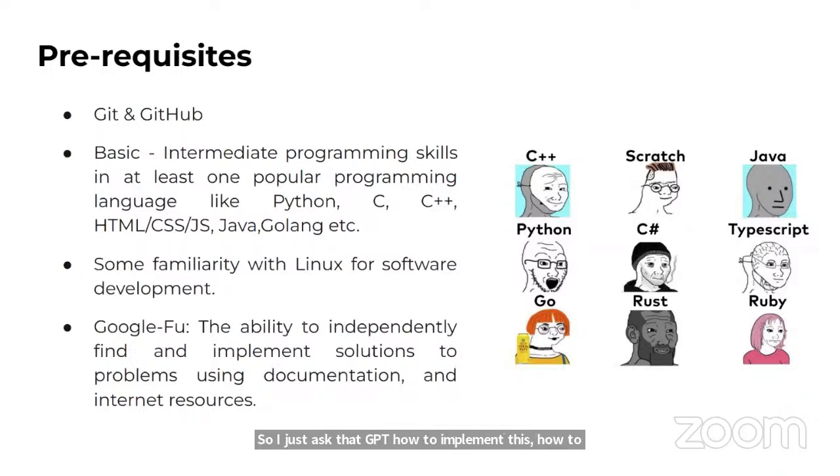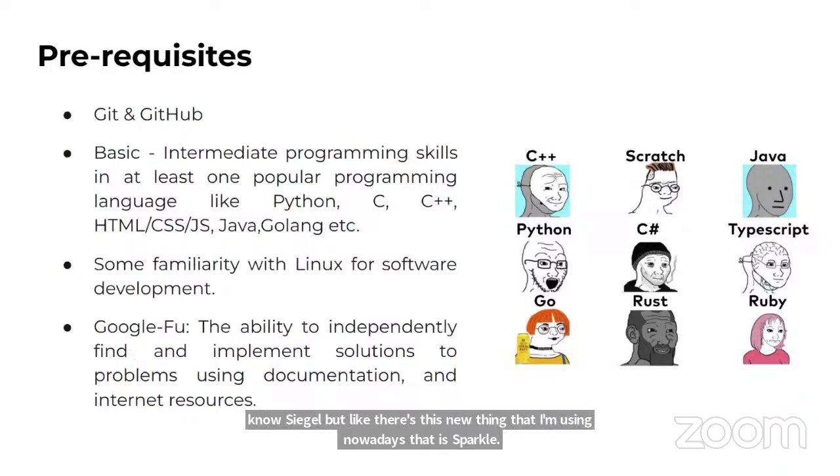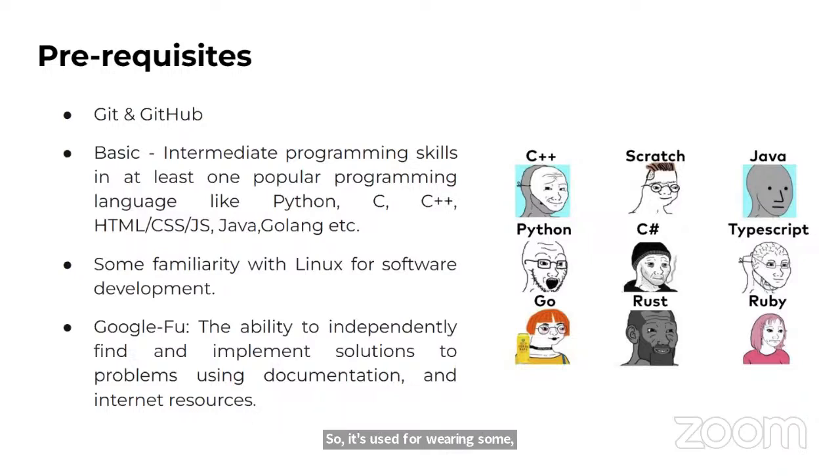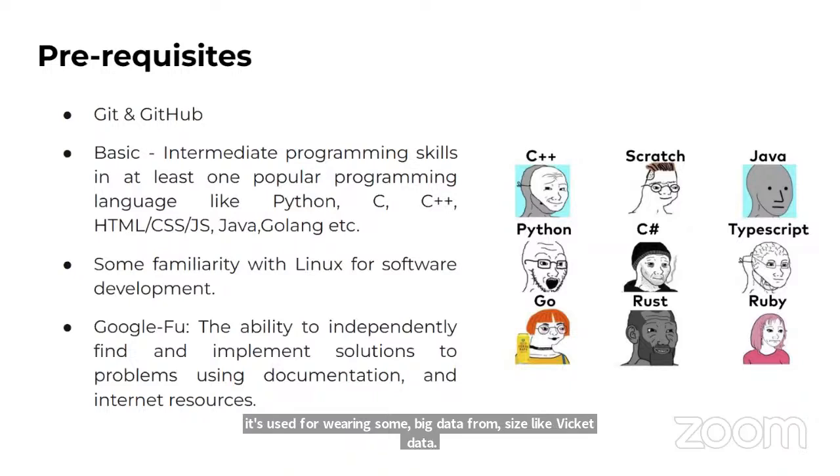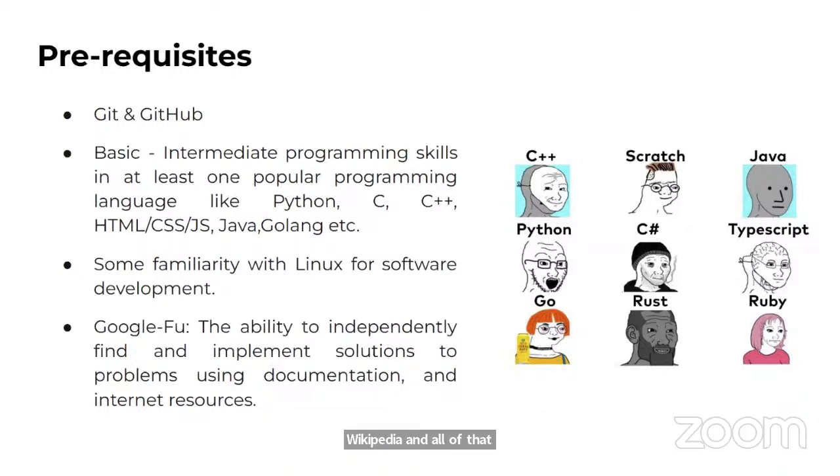So I know SQL, but there's this new thing that I'm using nowadays, that is SPARQL. It's used for querying big data from sites like Wikidata, Wikipedia, and all of that. So yeah, writing SPARQL queries. You can always get help from ChatGPT, but don't overuse it, please, because you have to learn.